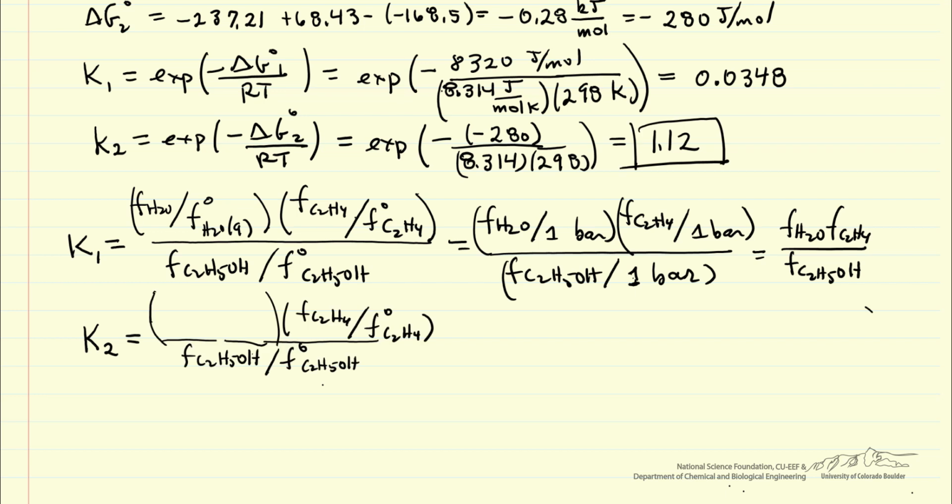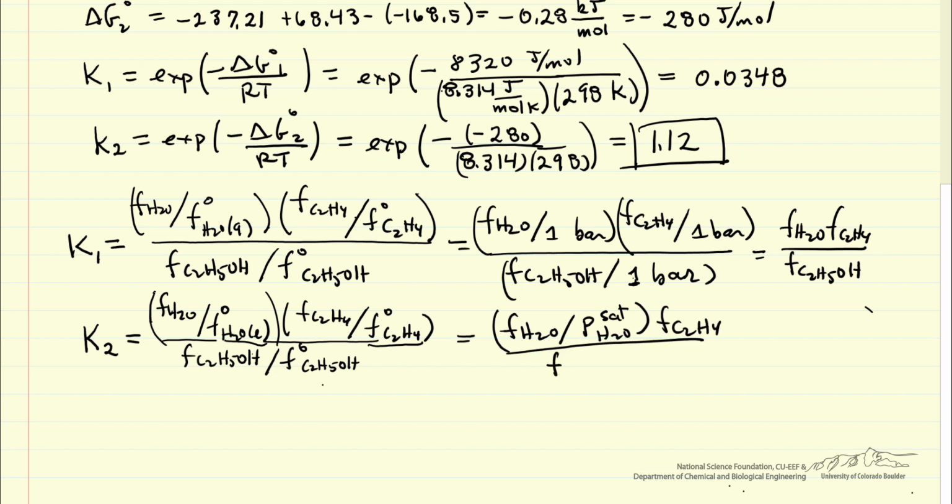The thing that's different is, of course, the fugacity of water is the same at equilibrium, but the standard state now is water as a liquid, and that fugacity then is going to be the saturation pressure. So we rewrite this: fugacity of water divided by the saturation pressure of water at 298, the fugacity of ethylene, and then the fugacity of ethanol. So you can see this is the fugacity of water, the fugacity of ethylene, and the saturation pressure of water. So these two equilibrium calculations differ by the saturation pressure of water.